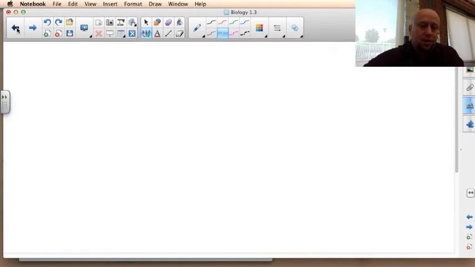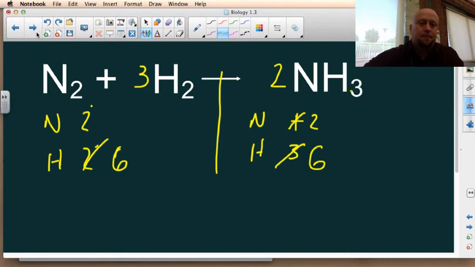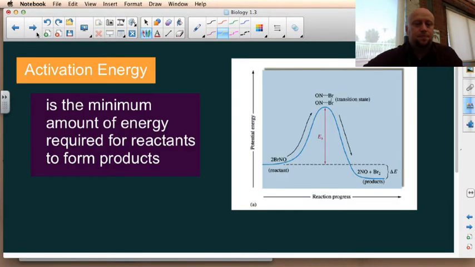And if we go back a couple of slides, you'll see that that's what we started with. We had a 3 and a 2, and so we balanced those. So we're going to practice a few of those in class. So you always got to balance. The law of conservation of mass says you've got to balance everything.